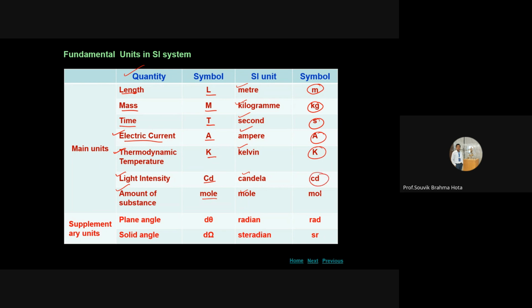Okay, and here the supplementary units. Two things are there: plane angle and solid angle. We'll discuss what is plane angle and what is solid angle. For plane angle it is radian, and for solid angle it is steradian. So rad, sr.